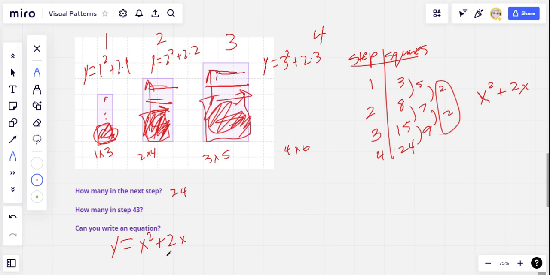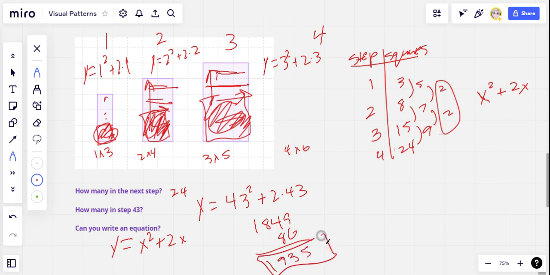So if we're confident in our equation, we can use that to calculate the number in step 43 pretty easily. We just put in 43 for the step number. So y equals 43 squared plus 2 times 43. And 43 squared is 1,849. And then we've got 2 times 43, that's another 86. And so what is that? 1,935, I think.